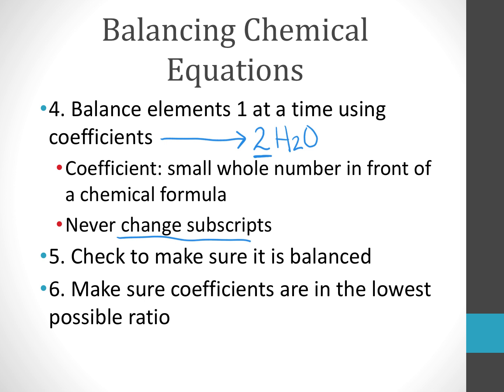And then when we're finished, you're just going to double check. Okay, balancing is a lot of guess and check. And so at the end, once you think you're balanced, take the time to go through it one time and just make sure that it actually is balanced, correct? And then finally, check your coefficients. They do have to be in the lowest possible ratio. So if you can reduce them by a common denominator, you have to reduce them.